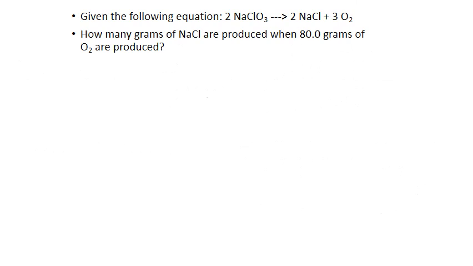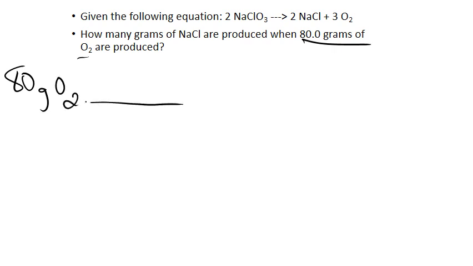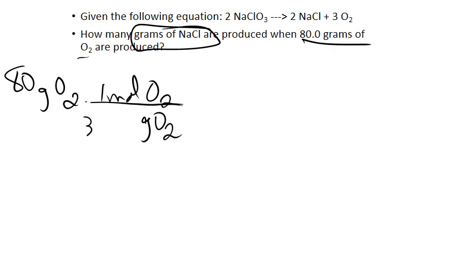Okay? Okay, last example. Given the following equation, how many grams of NaCl are produced from when 80 grams of O2 are produced? So we're starting with 80 grams of O2, and then we're going to go all the way to grams of NaCl. So this one goes all the way across. So the first step is grams to moles. Whatever's on top goes on bottom, and it's always how many grams are in 1 mole. We just did that one. Or if you don't remember, you do 15.999 times 2.